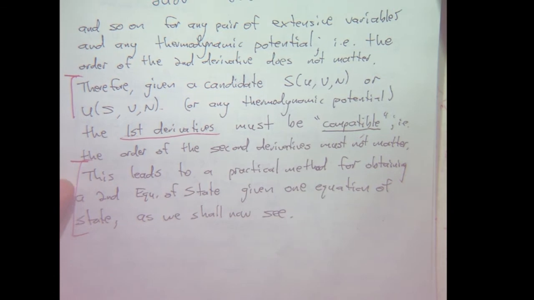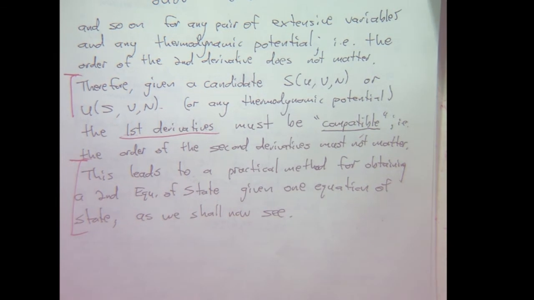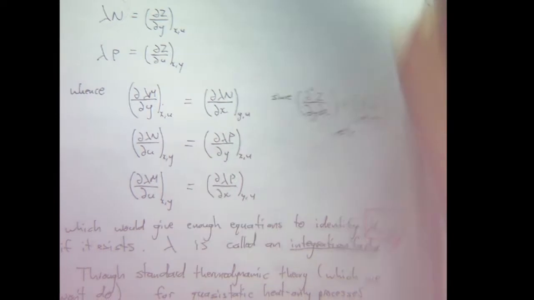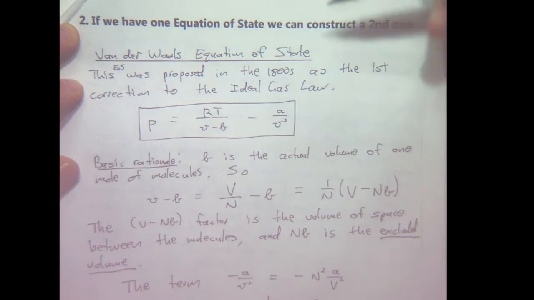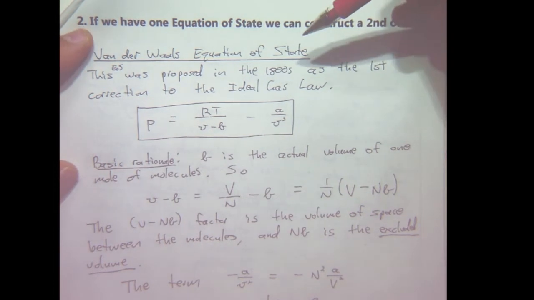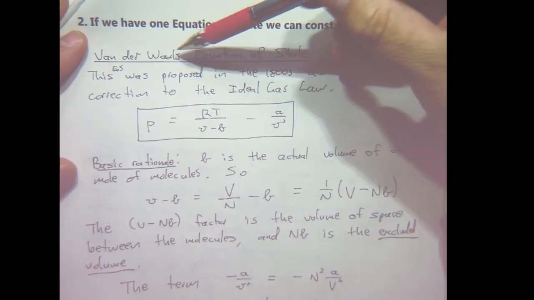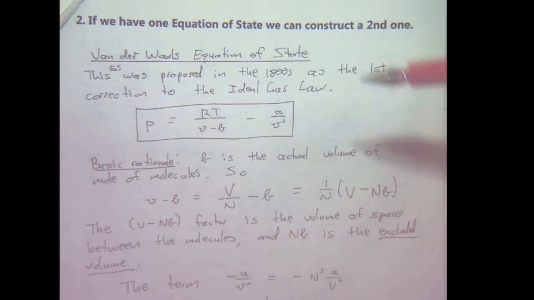That gives us a practical method for finding a second equation of state if we have one equation of state. Obviously, that's a very useful thing to be able to do. So we're going to show this by example, and the example will be the van der Waals equation of state.